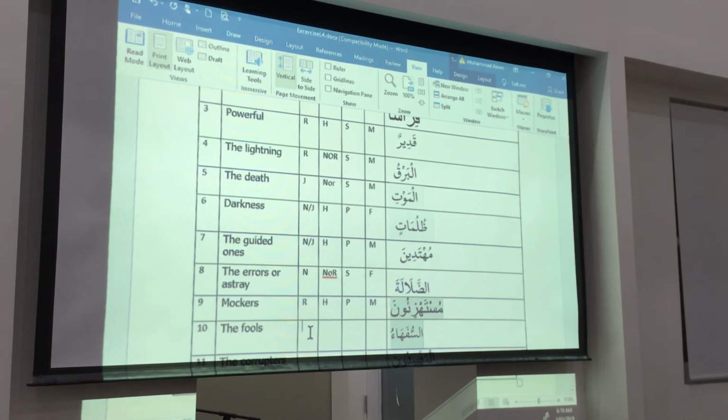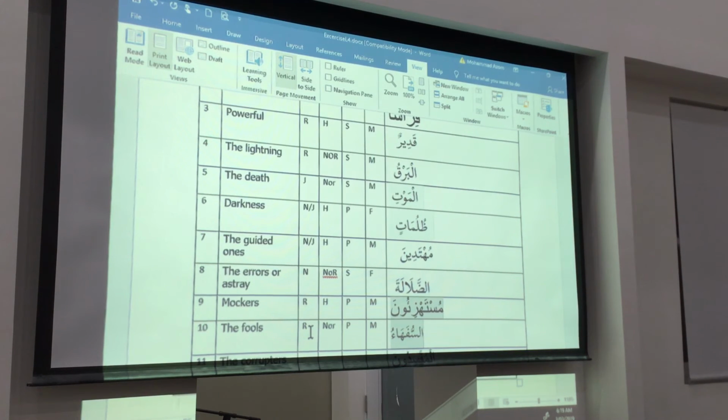As-sufaha'u. Sufaha means the fools. I think it's Rafa. It is Rafa, yes, because of the U. And is it light or heavy? Neither. And is it singular or plural? Plural, because of sufaha'u. And it is masculine because there is no sign of feminine. We'll talk about this. There are a few cases where a word can be feminine, but this is not one.